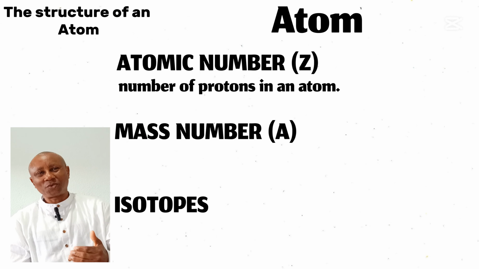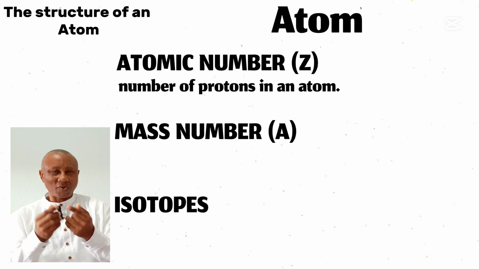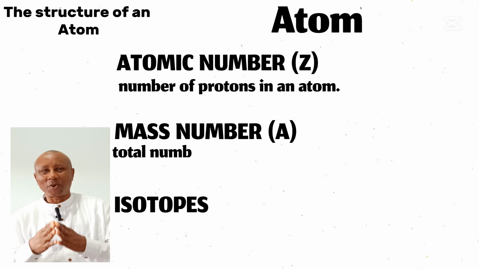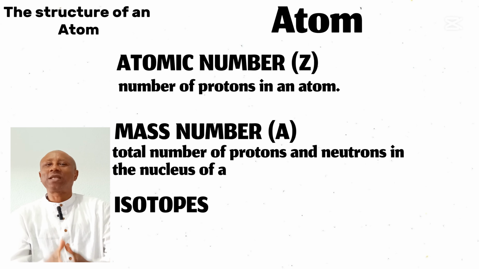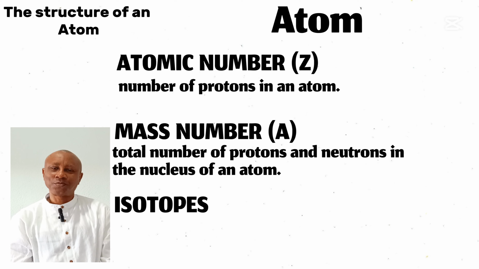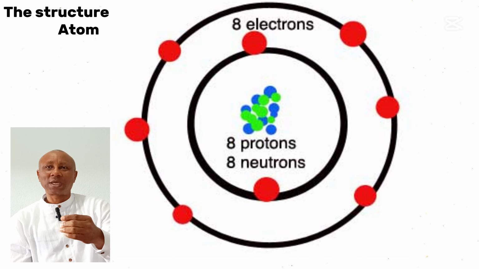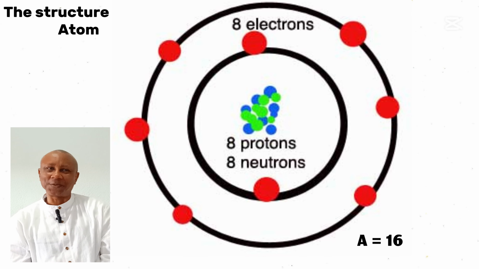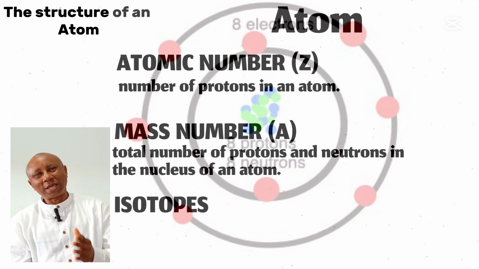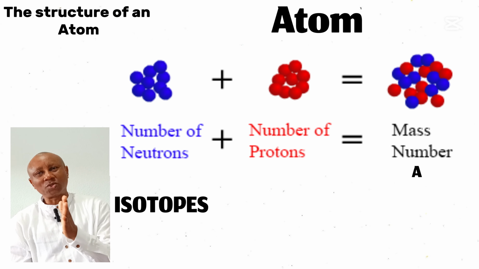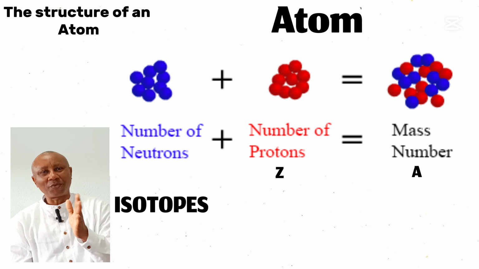Mass number, what's the meaning? Mass number, with the symbol A, is the total number of protons and neutrons in the nucleus of an atom. Example, oxygen has 8 protons and 8 neutrons. It has a mass number of 16. The formula is mass number A equals number of protons Z plus number of neutrons N.